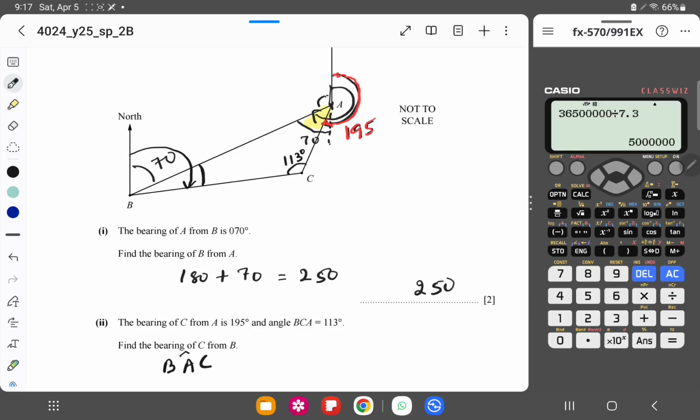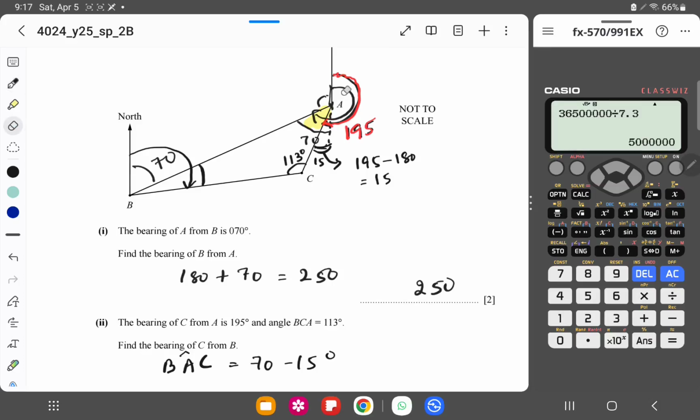First we find out this much angle. So this much will be equal to 180 minus 195. Oh, sorry, 195 minus 180. This is 15 degrees. Okay, so BAC will be equal to 70 minus 15.